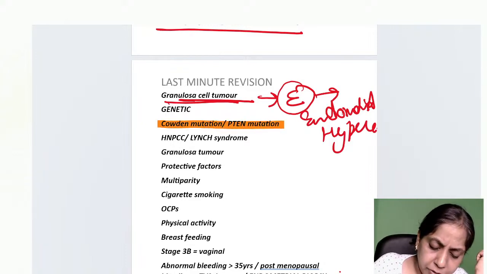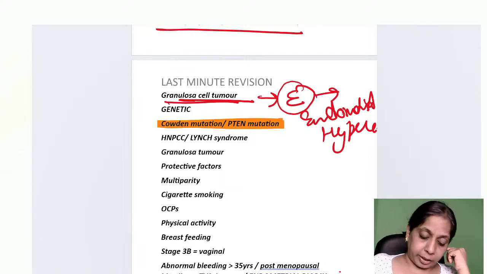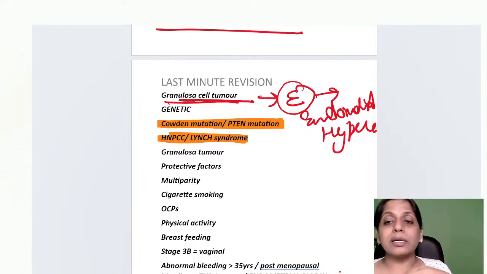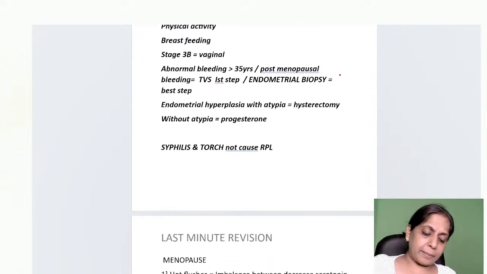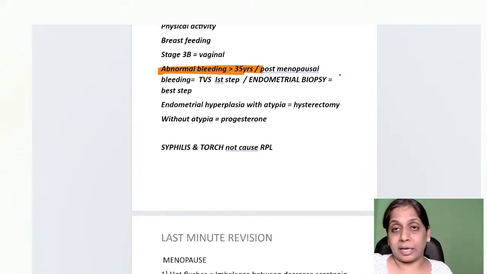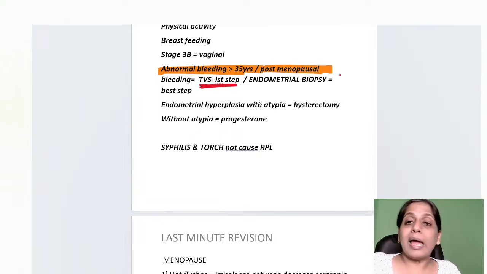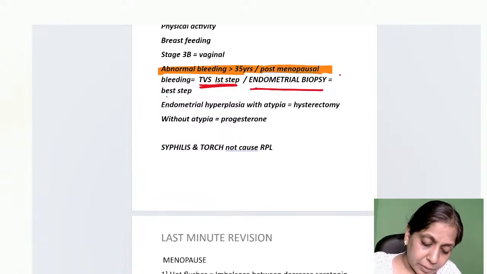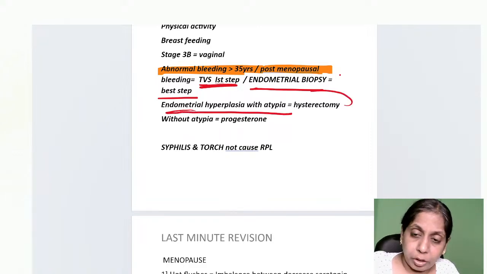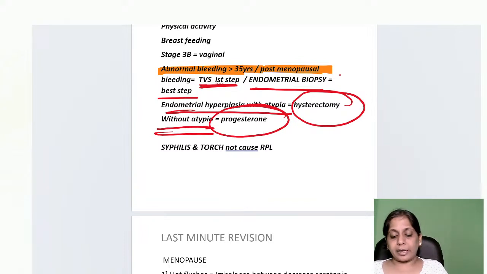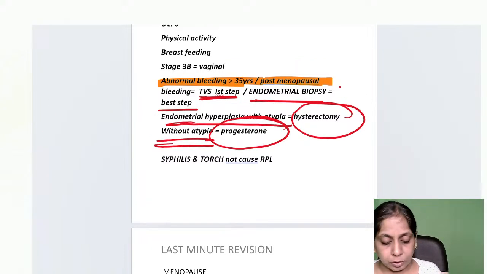The gene mutations related to endometrial cancer are Cowden mutation and HNPCC. OCPs are protective for both the estrogenic cancers, ovarian cancer and endometrial cancer. If there is abnormal vaginal bleeding in women more than 35 years of age or postmenopausal bleeding, then the first step is TVS and the best step is the endometrial biopsy. If the biopsy shows hyperplasia with atypia, then your treatment is hysterectomy, and if it is without atypia, then your treatment is progesterone.